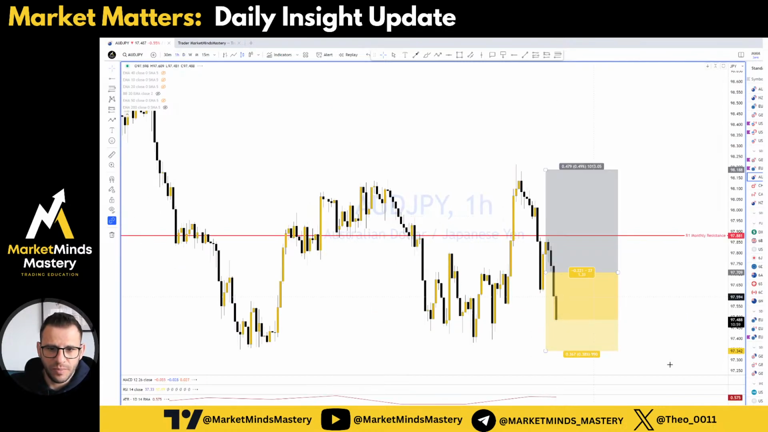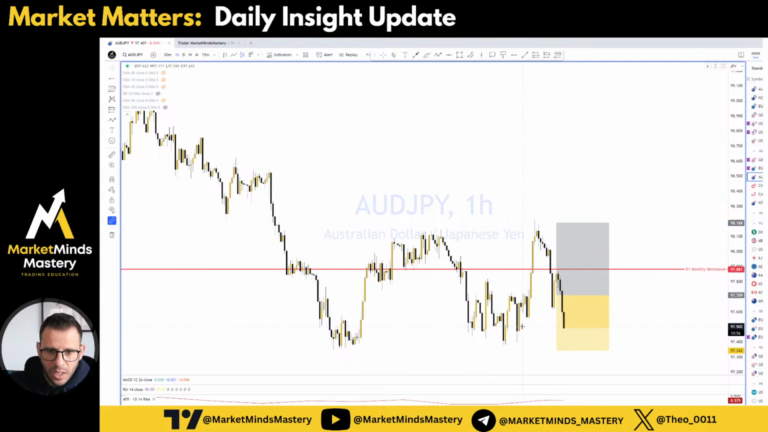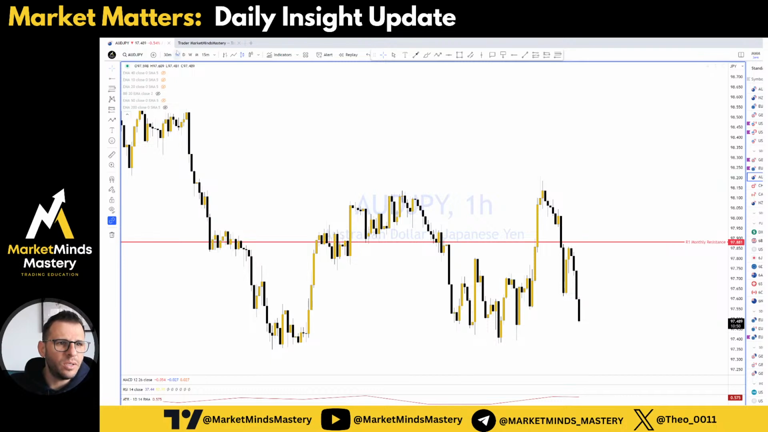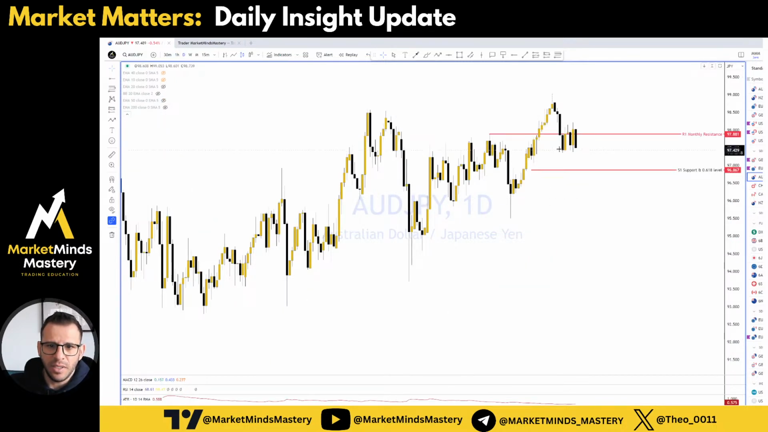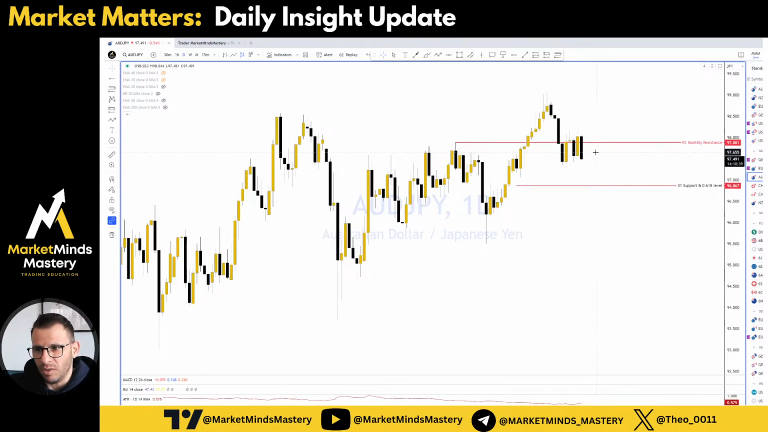Aussie yen, pretty much the same. Under different circumstances, I would be looking to buy this one, but I'm not. The reason is that the price broke below this monthly resistance, and it just played around with this a lot, and I don't like this one. When the price moves above the monthly swing, the monthly resistance, and then comes back, I want the price to sit at this support, not break below and then break above and fluctuate around, just moving in that way.